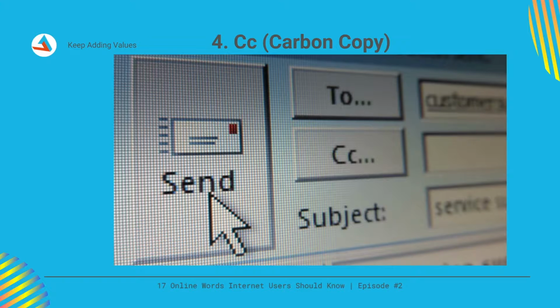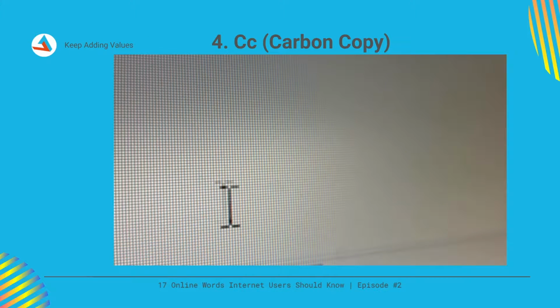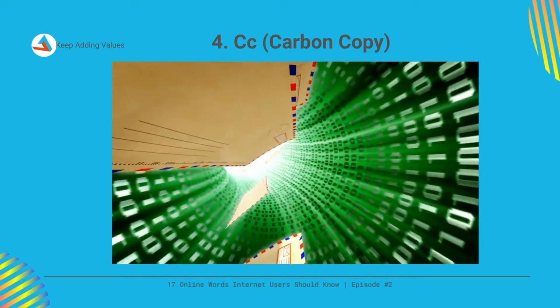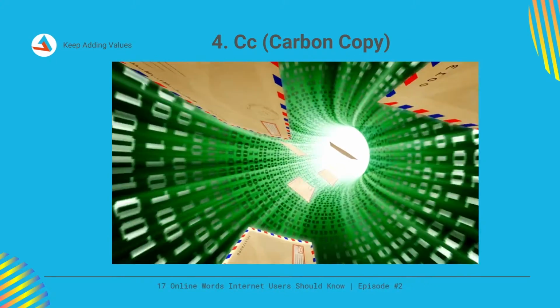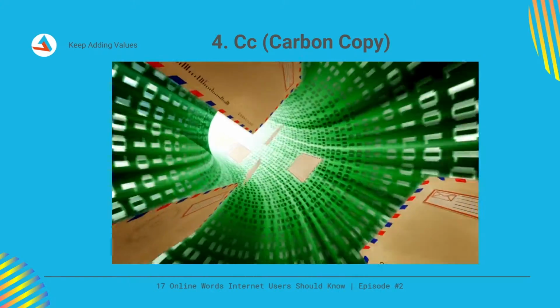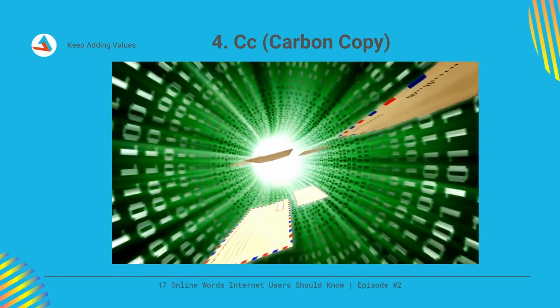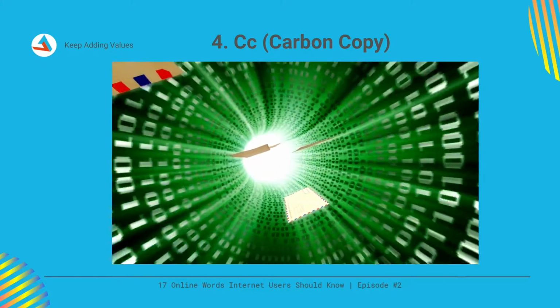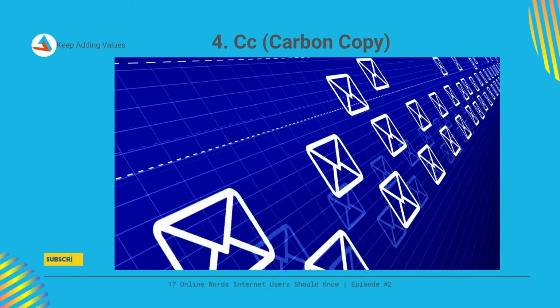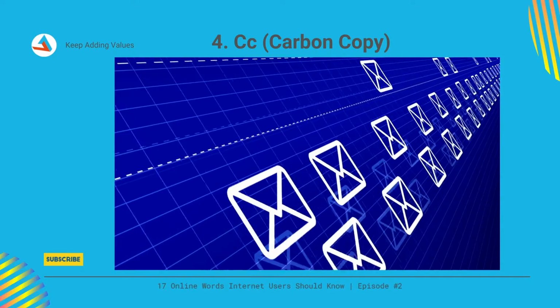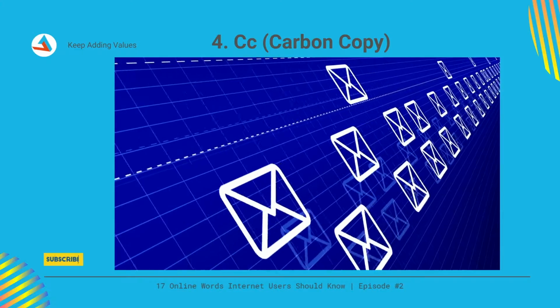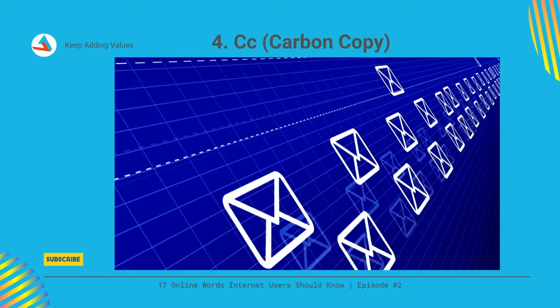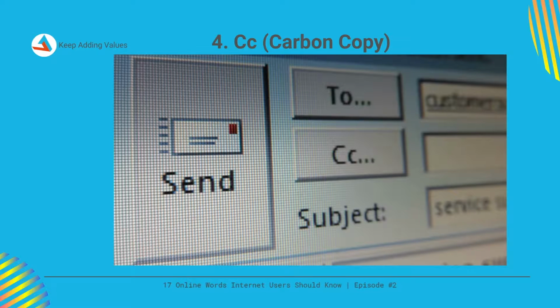The term comes from carbon copying, in which a piece of carbon paper copies writing from one paper to another. However, the term is now commonly used in reference to email. When you send an email message, you typically type the recipient's address in the "to" field. If you want to send the message to one or more other recipients, you can use the CC field to add additional addresses. This will send the email to the address in the "to" field and to each address listed in the CC field as well.